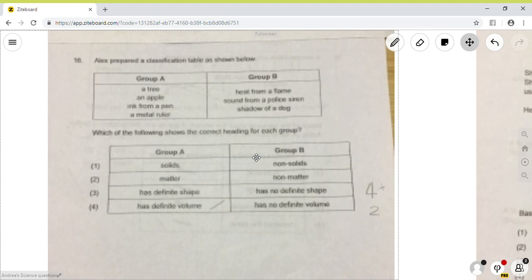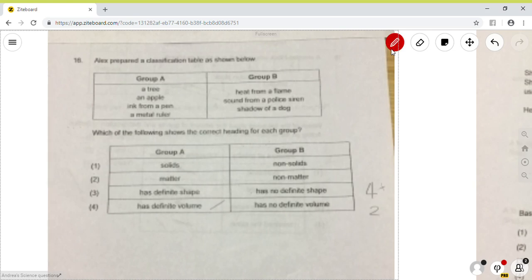Right, so we have a classification table as shown below. Group A3, ink from a pen. Which of the following shows the correct heading? Option 2: Matter, non-matter. Heat. Oh, okay, so her original option was 4? Definite volume, no definite volume. Definite volume: ink, a metal ruler, apple, tree. No definite volume: heat, sound, shadow.